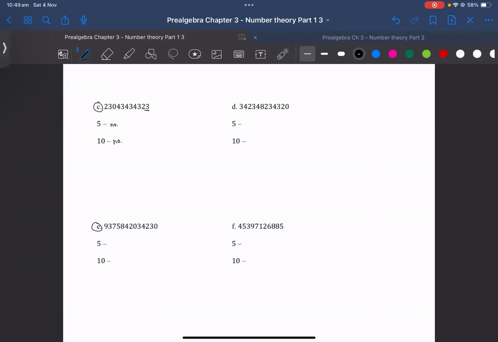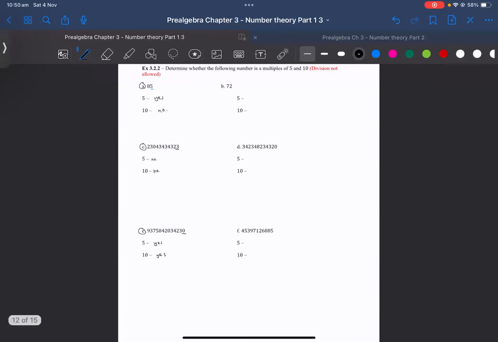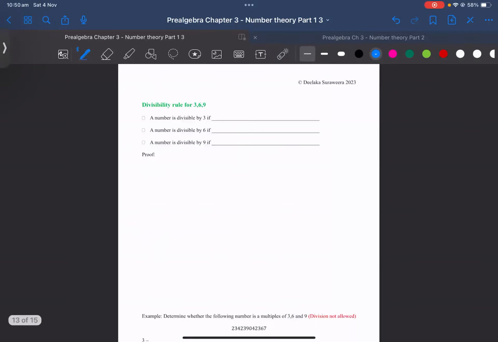All right, and E, this number, the answer is yes for 5 and yes for 10 as well, since it ends in 0. Any questions with A, C, and E? Nope. All right. So that's pretty straightforward. So yeah, that's good. So now we'll go to 3, 6, and 9.